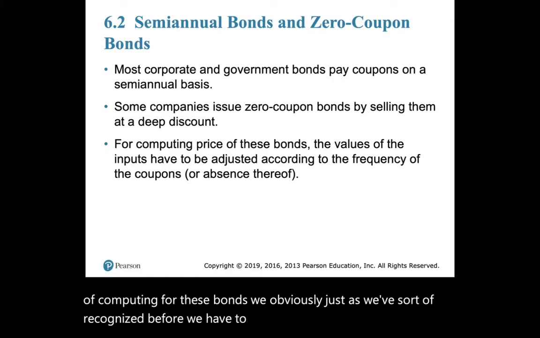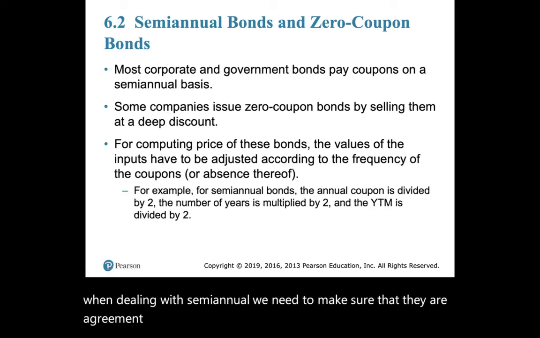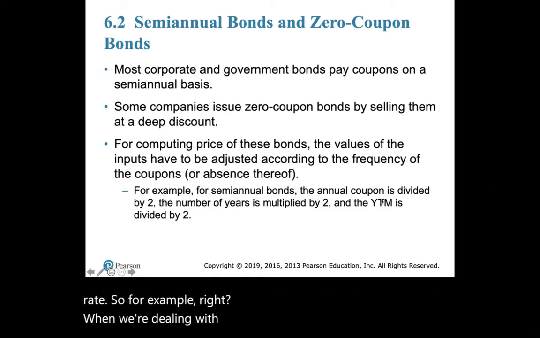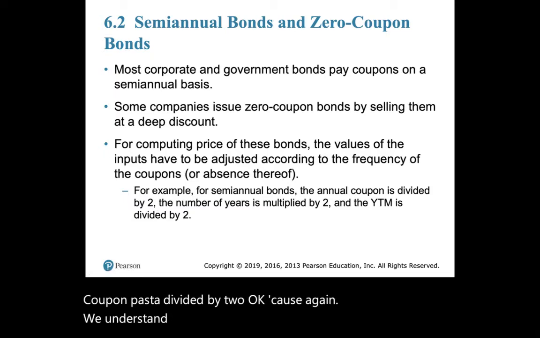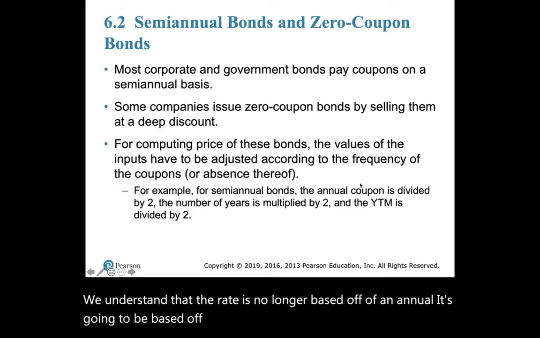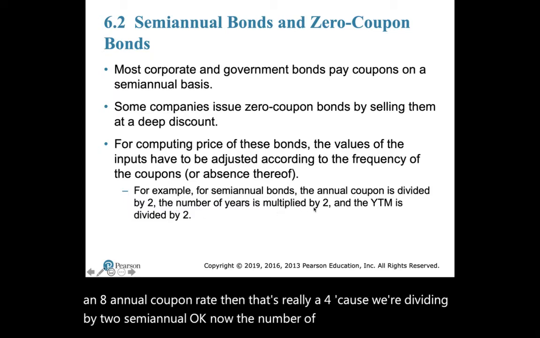But in terms of computing for these bonds, just as we've recognized before, we have to make some adjustments. Particularly when dealing with semi-annual, we need to make sure that they are in agreement in terms of the number of periods and the rate. So for example, when we're dealing with semi-annuals, the coupon has to be divided by 2, because the rate is no longer based off of an annual; it's going to be based off of a semi-annual. So if you have an 8% annual coupon rate, then that's really a 4% because we're dividing by 2.